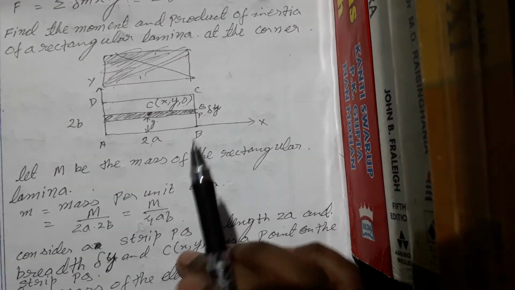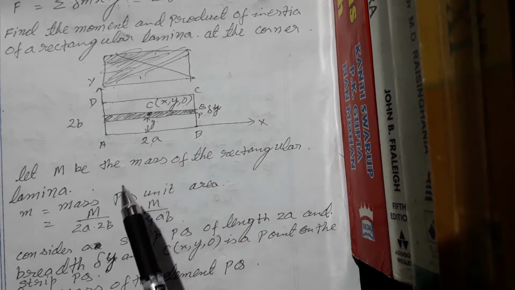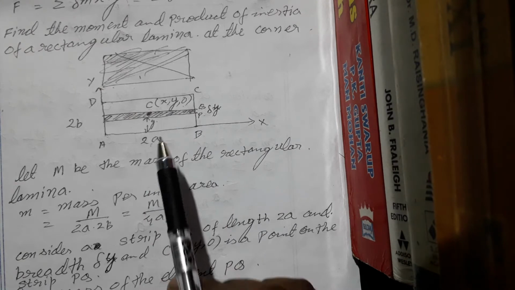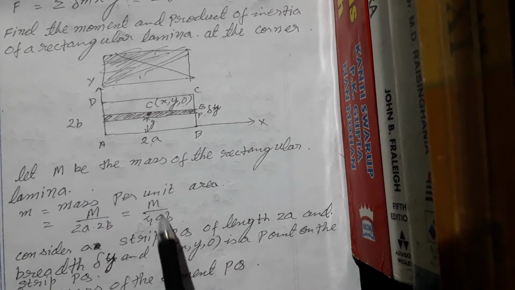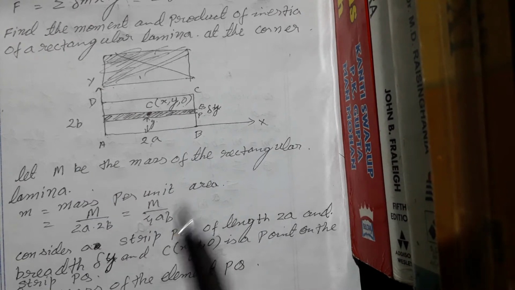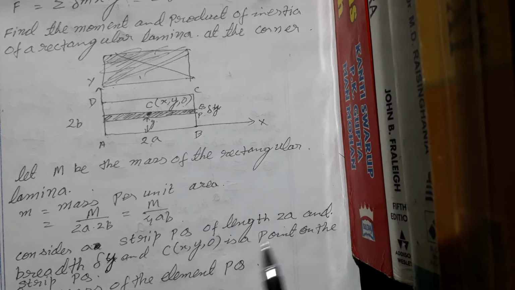The mass of this rectangle is capital M, and the area of this rectangle is length into breadth, so 2a into 2b. So we get m equal to M by 4ab. This one I have already explained.